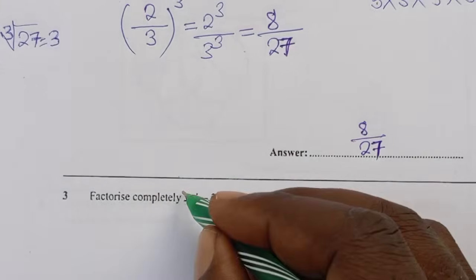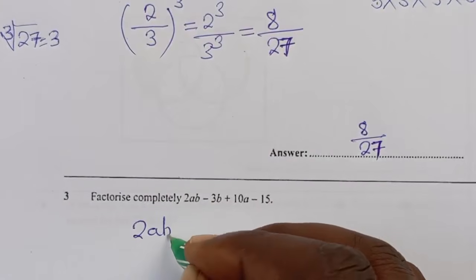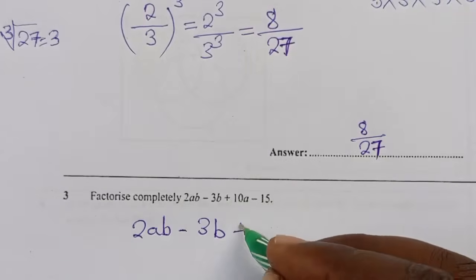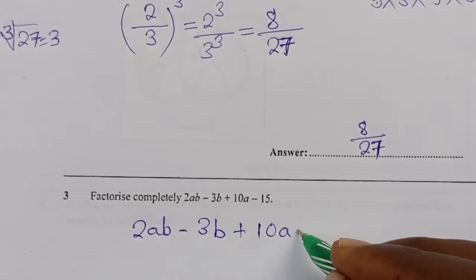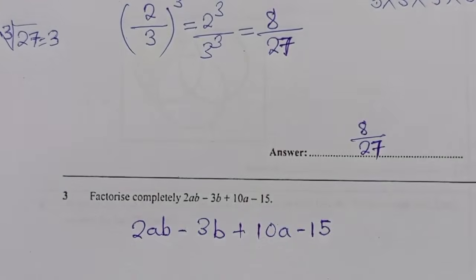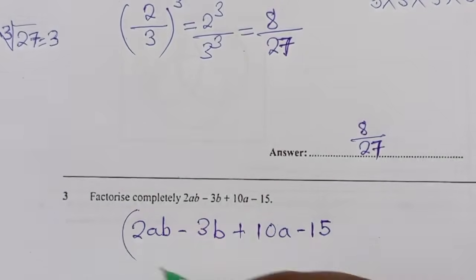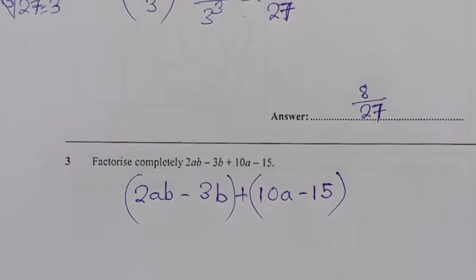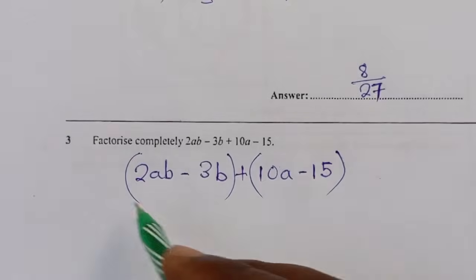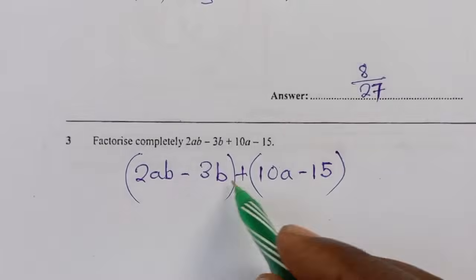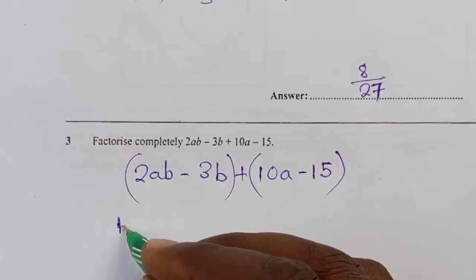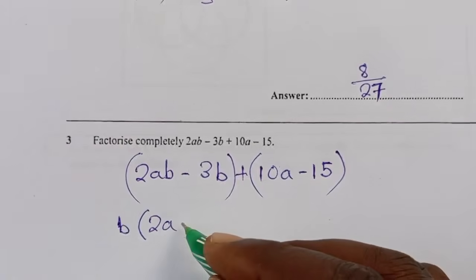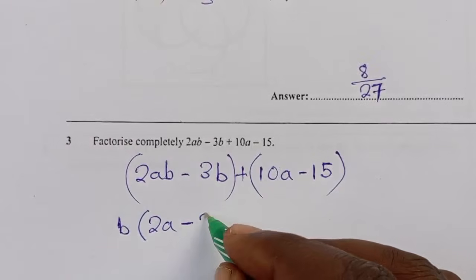So we've got this. This is 2ab minus 3b, then plus 10a minus 15. This is what I'm having. So I've told you that you group them into 2 like this. Then you factorize. So how are we going to do this? Here, what is common is just b. So I pick b there. I remove b there. I remain with 2a minus, I remove b, I remain with 3.